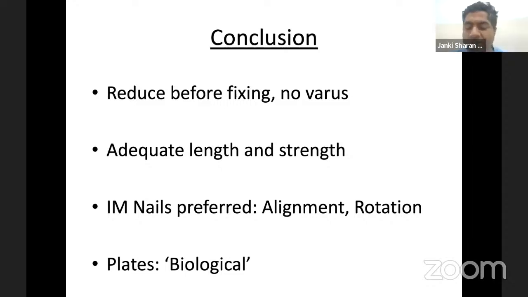And what about the rotation, sir? Because when we see on the C-arm, if we are doing the nailing in the lateral position, how to check for the rotation? Because in that position, sir, there is more chance of getting into internal rotation.